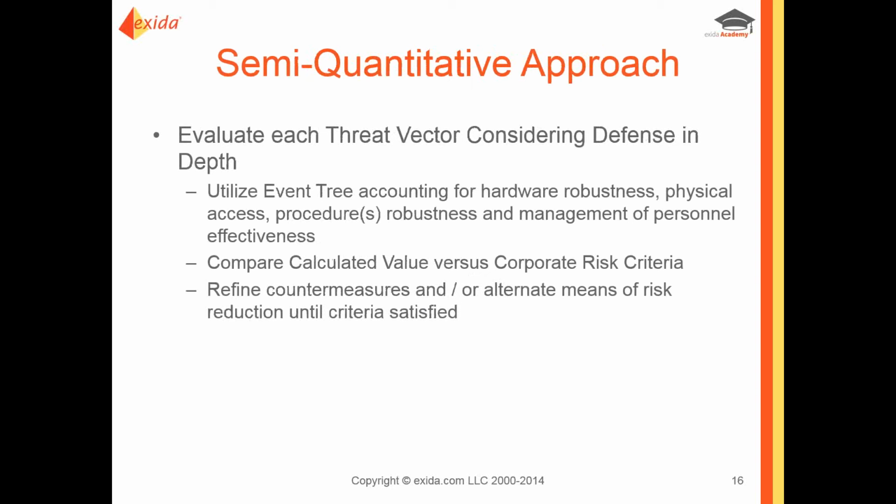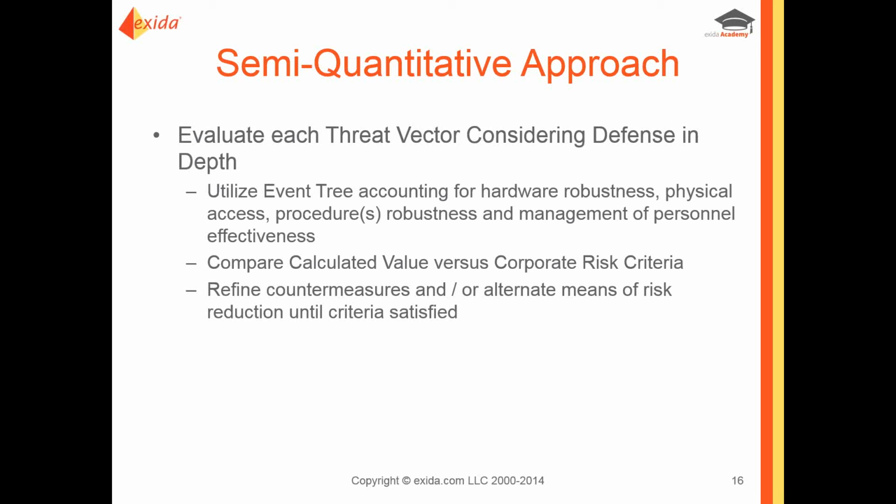The semi-quantitative approach needs to look at each threat vector individually. You look at that vector and you look at all of the countermeasures that are in place and the inherent security of the design. You're basically looking at the defense in depth that you do or don't have. One mechanism is to use an event tree, another is an attack tree.